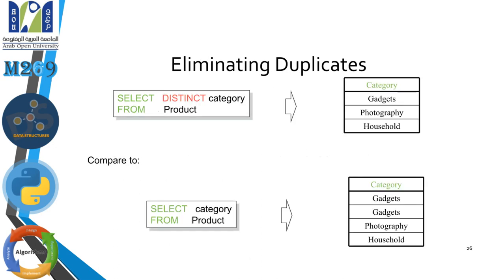Sometimes you will get some values that have duplication. If you want to avoid duplication, use the keyword distinct. So if you write select distinct category from product, it will show you only gadget, photography, household. But if you did not use the word distinct, gadget will be repeated twice, while here it's repeated only one time.